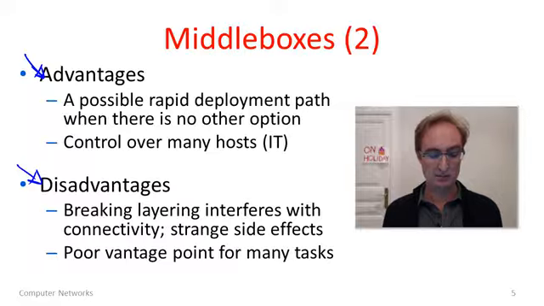So, and we'll see more about this when we get to NAT boxes. This is the primary downside, that they really make the network more complicated. It also turns out that a middle box is a pretty poor vantage point for implementing some functionality.